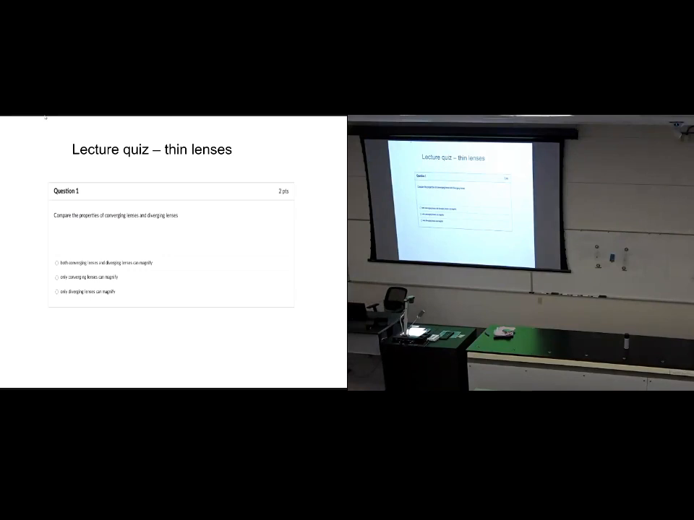This is a question about a converging lens and a diverging lens. And the question is asking, can the converging lens magnify, make the image bigger than the object? Can a diverging lens magnify, make the image bigger than the object? So, possible answers here are that both of them can magnify, that just converging can magnify, just diverging can magnify.